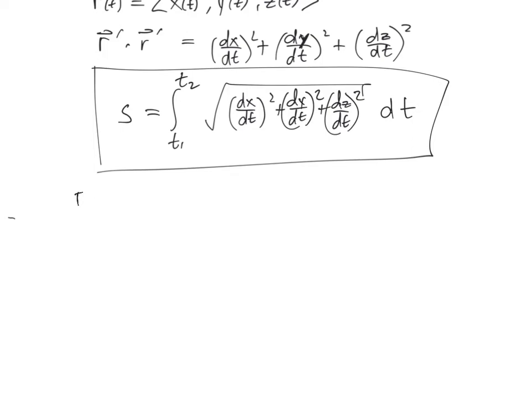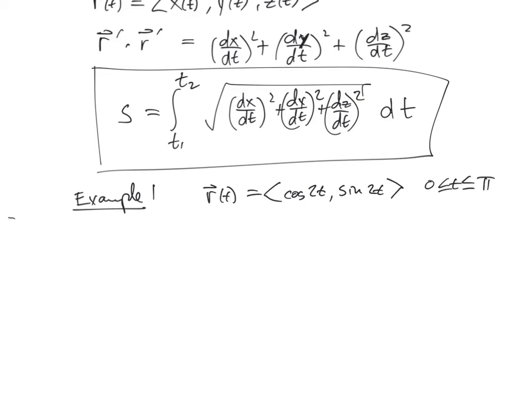All right, so let's look at an example or two. So we're given this position vector, where t goes from 0 to pi. And we want to find the arc length of the curve that's defined by that position vector as t goes from 0 to pi. What kind of curve would that be? It's a circle, right? Centered at the origin. What would be the radius of that circle?